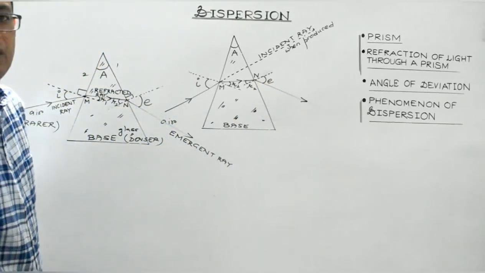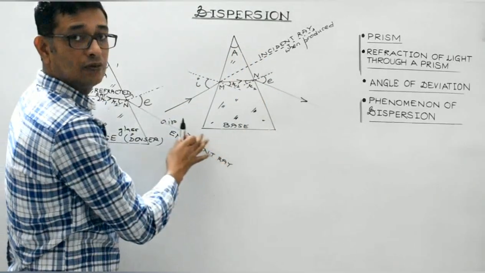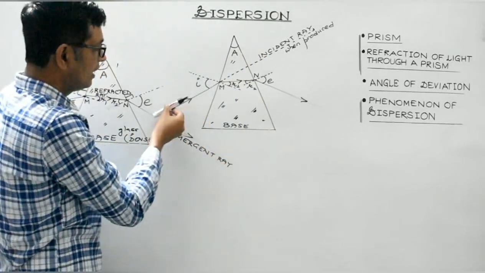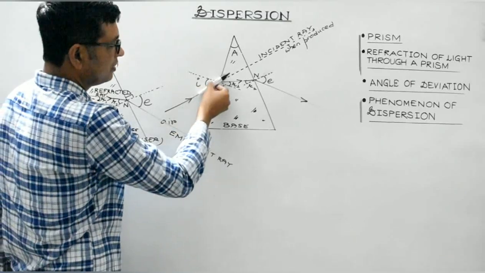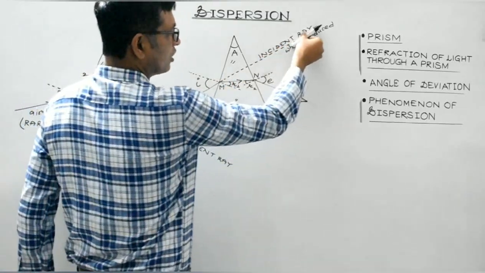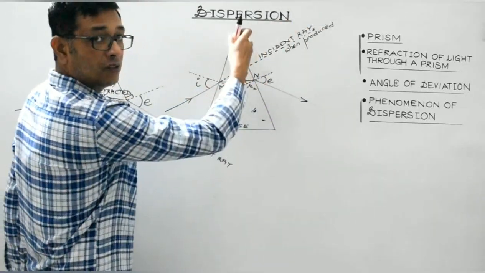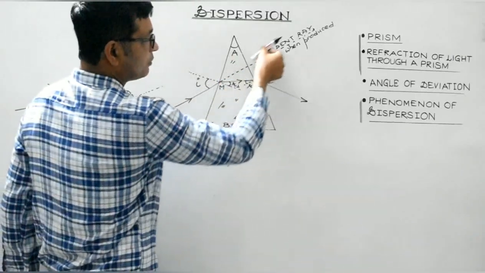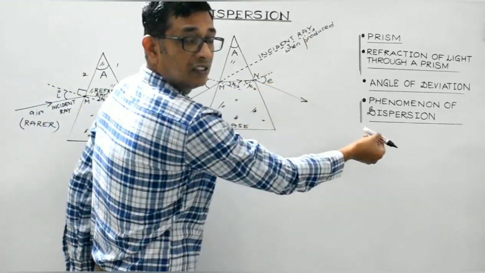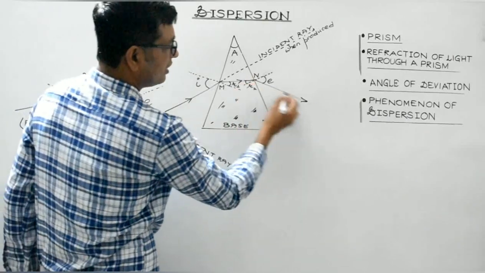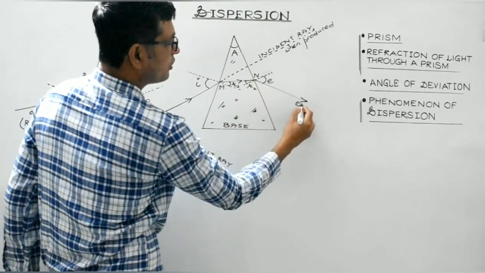Right? So, in case the prism was absent, then the light would have travelled along the same straight path. This is the incident ray when produced. But because of this prism, light instead of following this path, it is following this path. Isn't it? So this is the emergent ray.